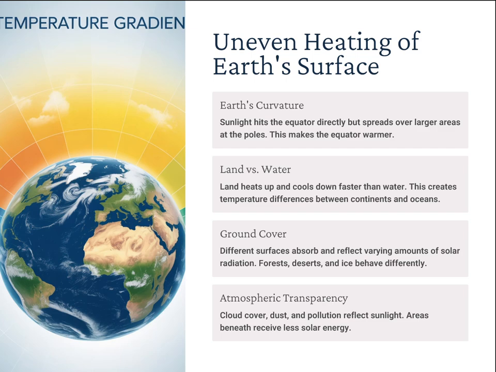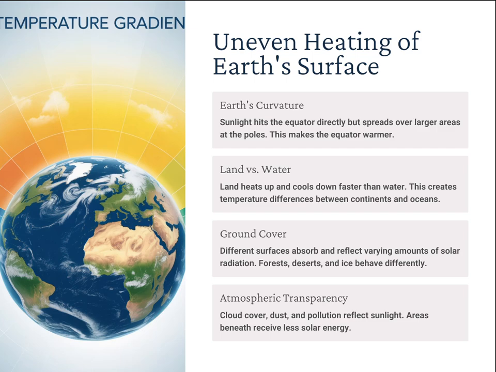Land and water also absorb heat differently. Land heats and cools quickly, while water changes temperature more slowly. This difference creates temperature contrast between continents and oceans. Ground cover also varies. Forests, deserts, ice, and urban areas all absorb and reflect sunlight differently.